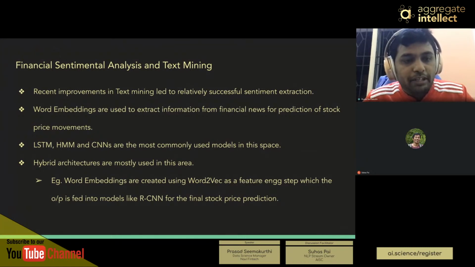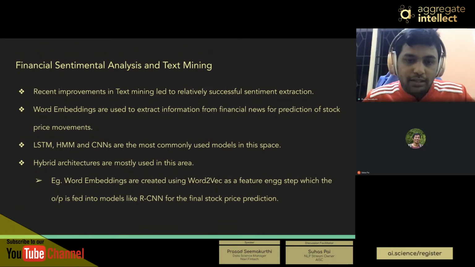The other area of application of deep learning is financial sentiment analysis and text mining. The recent improvements in text mining have led to the successful extraction of sentiment from unstructured data. With the proliferation of social networks, the investors' mood has turned out to be a major signal which predicts the fluctuation in the stock market.